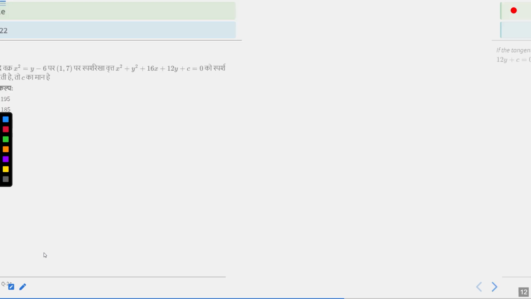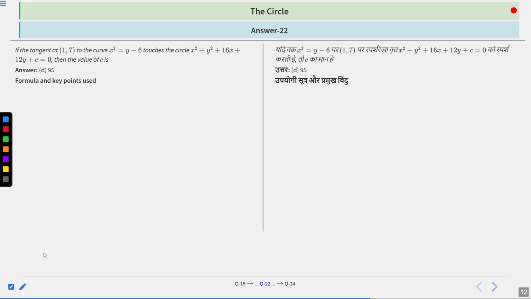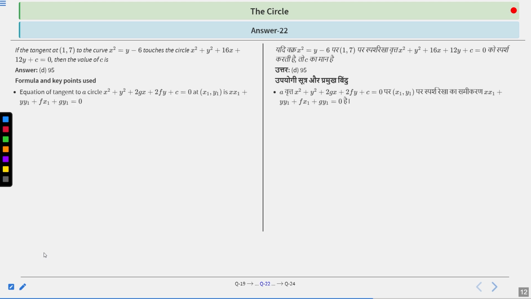Okay, let's move to the solution part. The formula and key points we will use in this question: the equation of tangent to a circle x² + y² + 2gx + 2fy + c = 0 at (x1, y1) is xx1 + yy1 + g(x + x1) + f(y + y1) + c = 0. Clear? Therefore, the distance of point (x1, y1) from the line ax + by + c = 0 is |ax1 + by1 + c| upon root over a² + b².